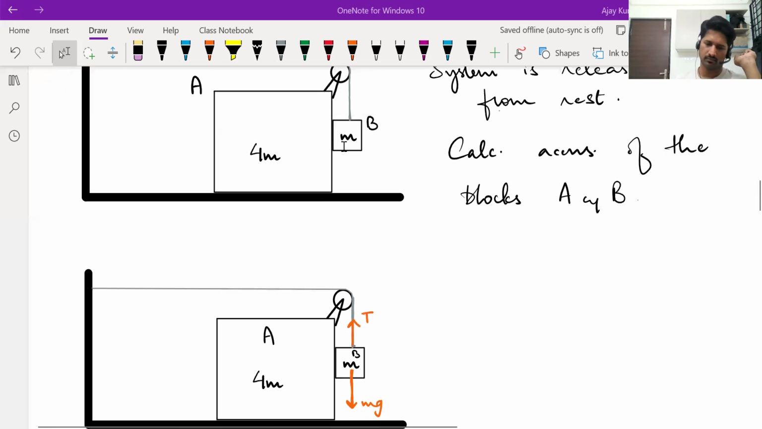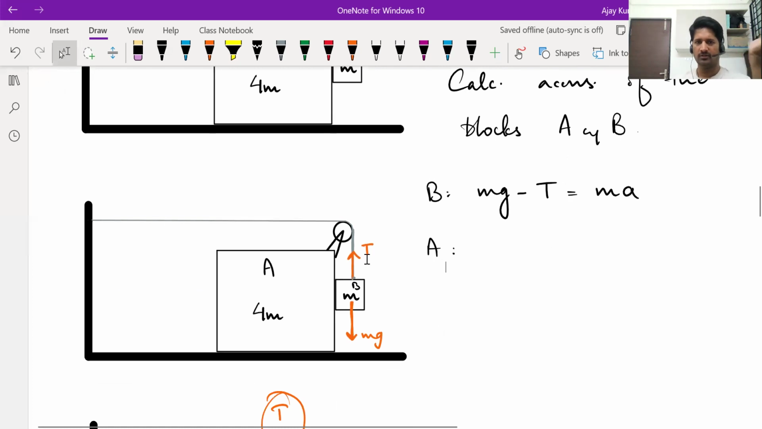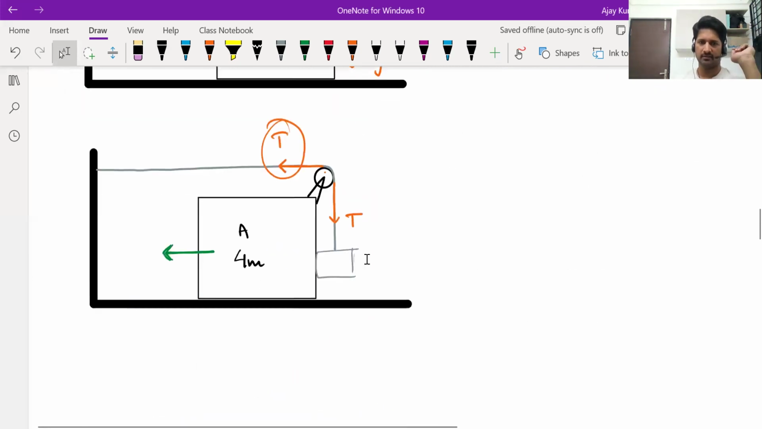Sir, mg minus T is equal to m. Okay, for the small block, you would have written downward force mg minus upward force tension is equal to mass into acceleration. For the bigger block, T is equal to 4m, since on the bigger block the only force making it accelerate to the left is tension.